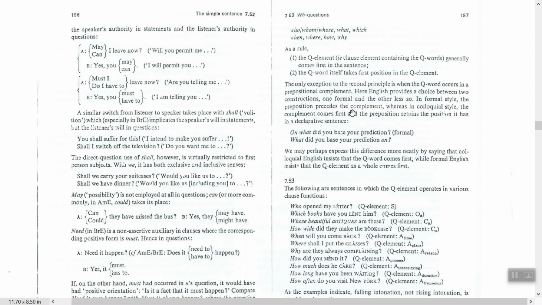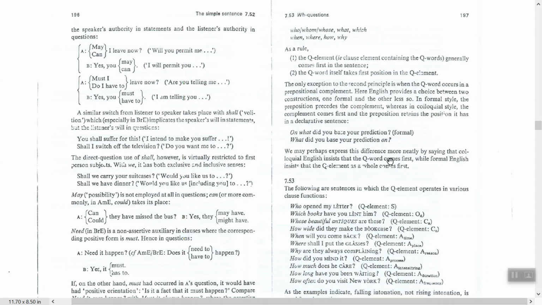Here English provides a choice between two constructions. One is formal, see here between brackets, and the second is informal. In formal style, the preposition precedes the complement, at the beginning of the sentence. Whereas in colloquial style, meaning informal style, the complement comes first, and the preposition retains the position it has in a declarative sentence, at the end. So this is just a little difference. On what did you base your prediction? Or you can say, what did you base your prediction on?